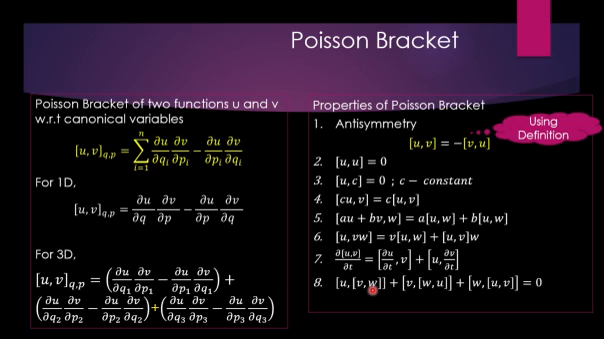So it is a double Poisson bracket. If you take the sum in a cyclic order, that is, u taken Poisson bracket with v and w, then v taken Poisson bracket with w and u, plus w taken Poisson bracket with u and v, will be equal to 0. Such a property is called Jacobi's identity. All these properties can be easily proved using the definition of Poisson bracket.